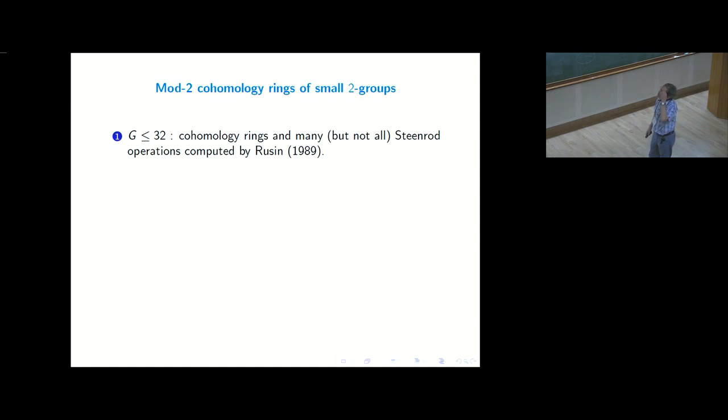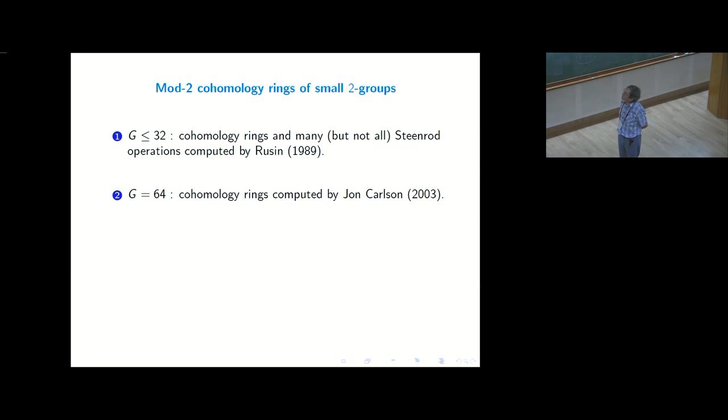For small groups, for G of order less than or equal to 32, they were all computed by Rusin back in 1989. So presentations for all the generators, and also if I have time, I'll say something about Steenrod operations. Some Steenrod operations were also given there, but not all. Then John Carlson, Gerhard has mentioned this, started computing them. I think he started computing them in the late 90s, with improved techniques.